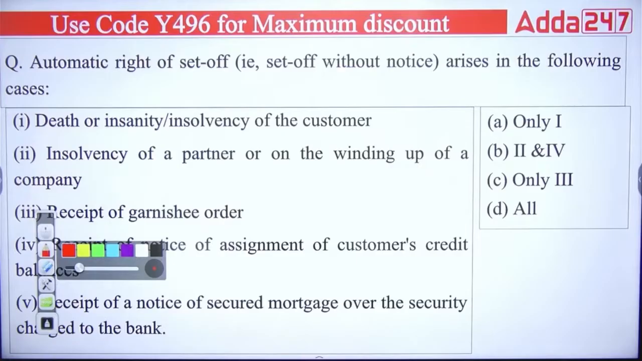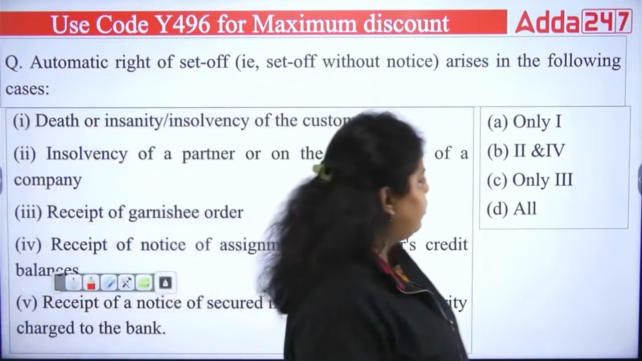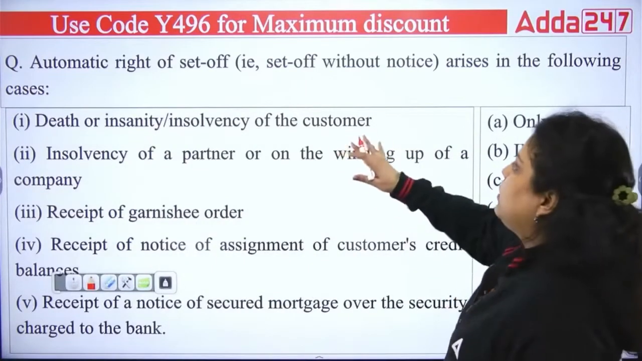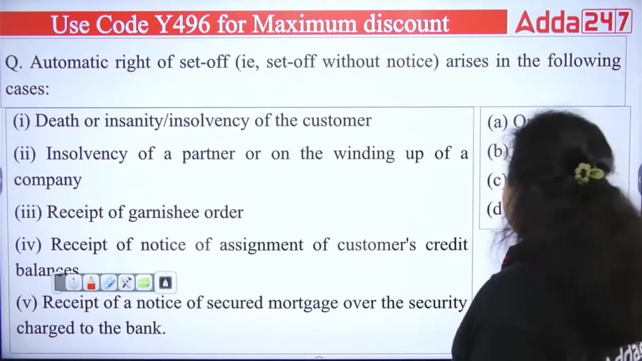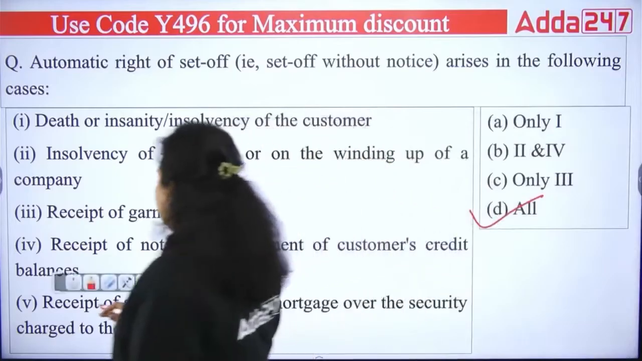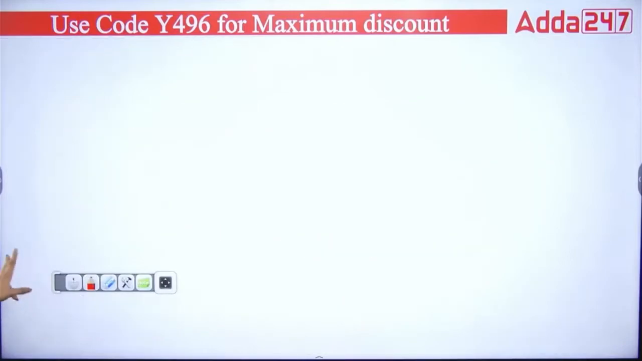Okay, so which of the following will be the right option here? A, only 1, second and fourth, only third, or all of the above. So if we talk about the right of set off without notice, which the bank can perform automatically, the right answer for that is all. In all the 4 conditions, the bank is allowed to perform the right of set off, and that is without notice. Okay, so the right answer is D.